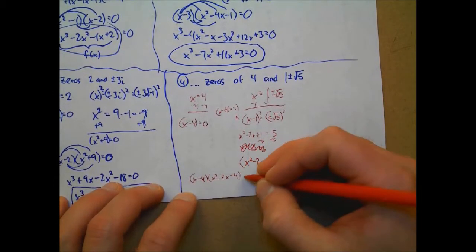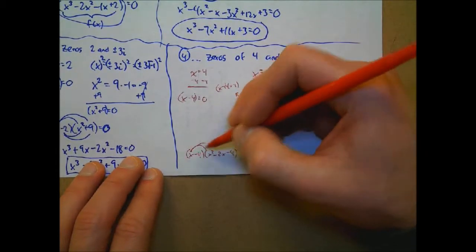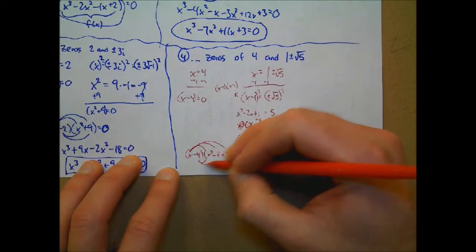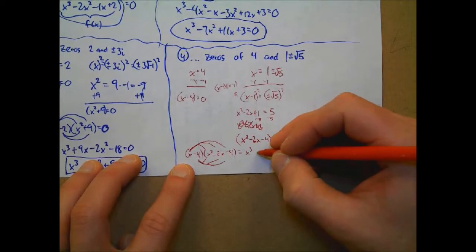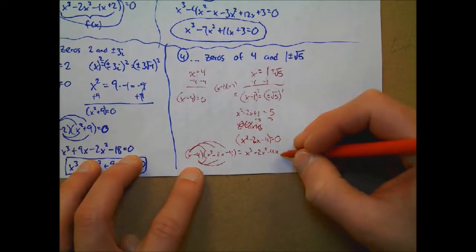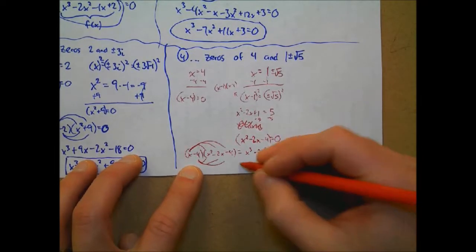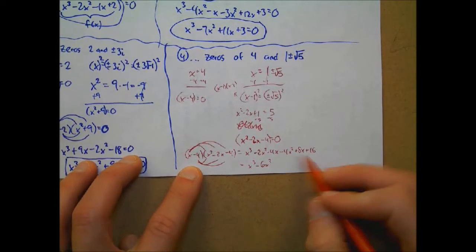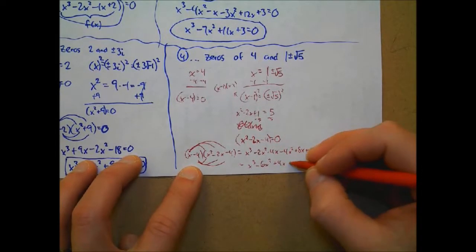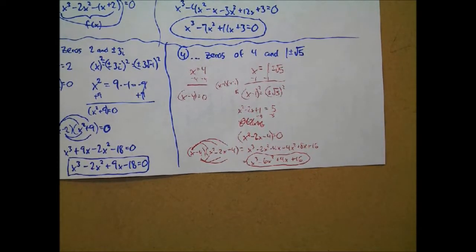Okay, and again, we've got to distribute, right? So it's going to be x times the x squared, x times the minus 2x, x times the minus 4. Negative 4 times the x squared, negative 4 times the minus 2x, negative 4 times the minus 4. So we'll get x to the third minus 2x squared minus 4x minus 4x squared plus 8x plus 16. So minus 6x squared plus 4x plus 16. So there's our final answer, or there's our simplest answer, I should say.